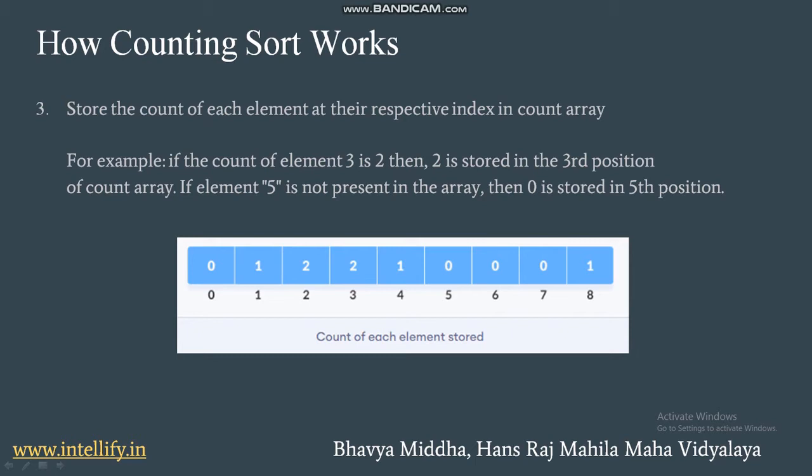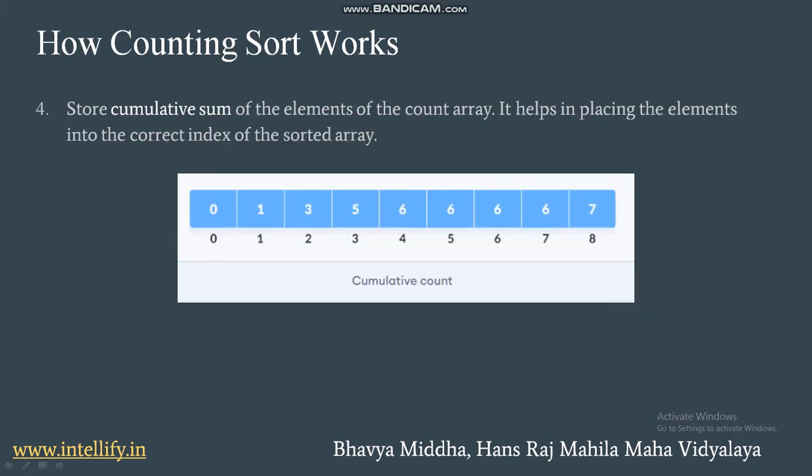So here in this array, we have 1 and 4 that are occurring once, 2 and 3 occurring twice, 5 is not occurring at all, therefore it is 0, and 8 is occurring once, therefore the count for 8 is 1. So in this array, we are storing the count of each element. Then we store the cumulative sum of the elements of the count array. It helps in placing the elements into the correct position of the sorted array.